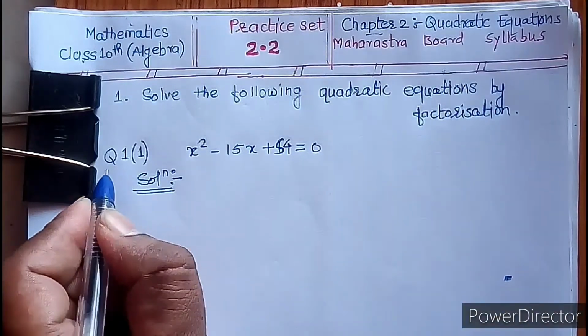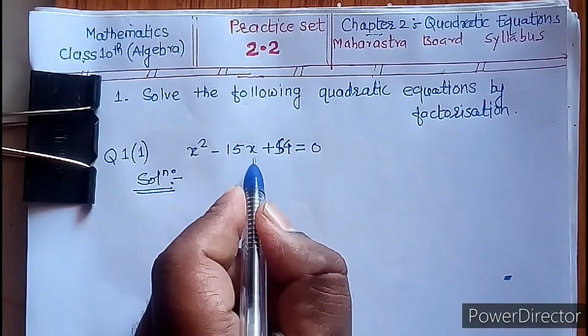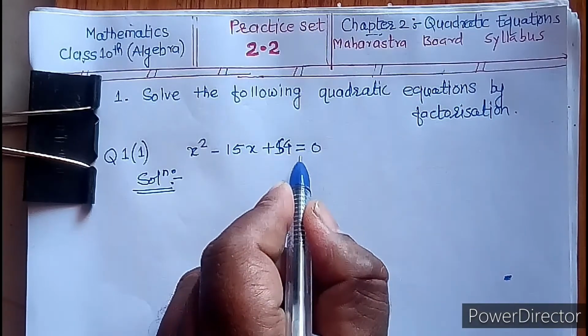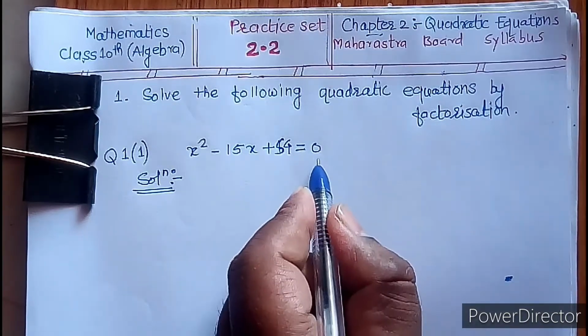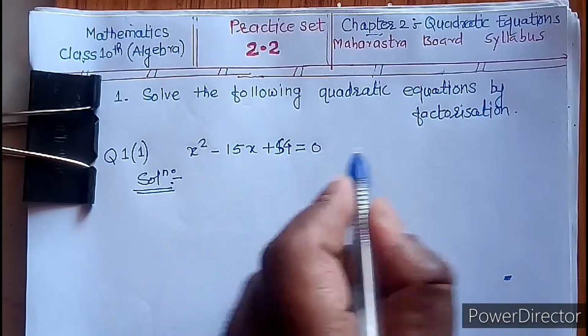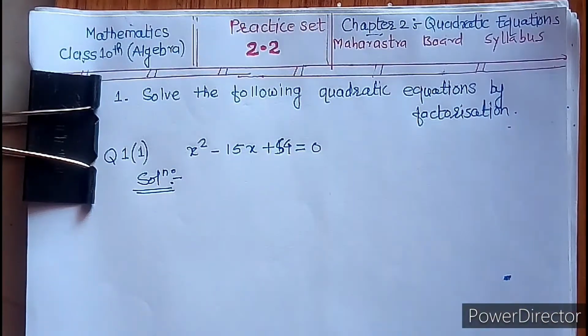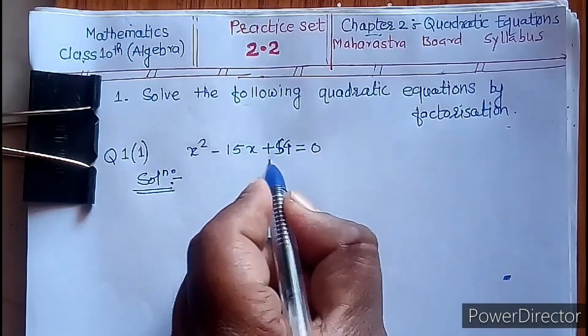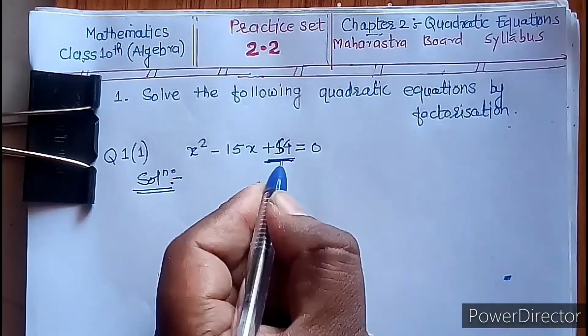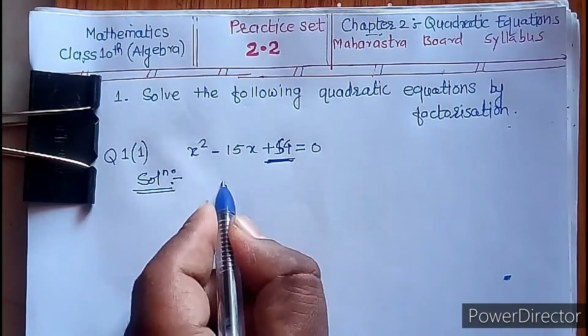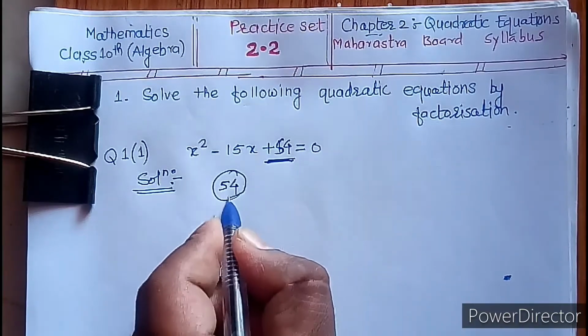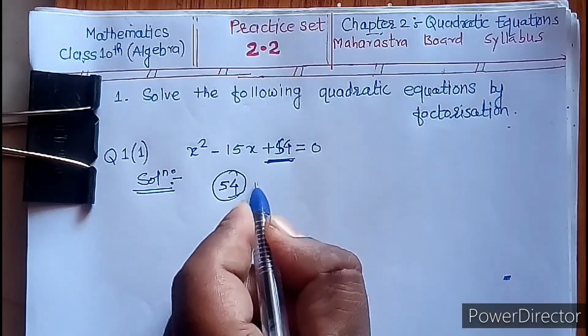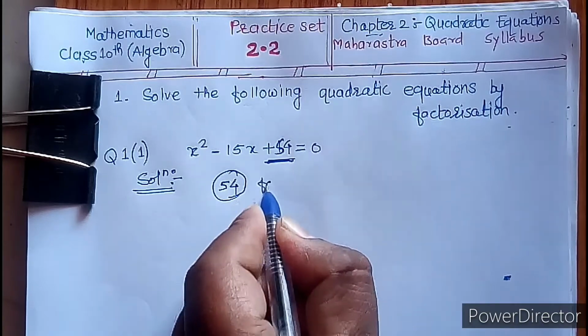Here the quadratic equation is given, that is x square minus 15x plus 54 equals to 0. Now we have to solve this quadratic equation by factorization method. To solve it, select the last value, that is the value of c, that is 54. Now we have to factorize this 54.